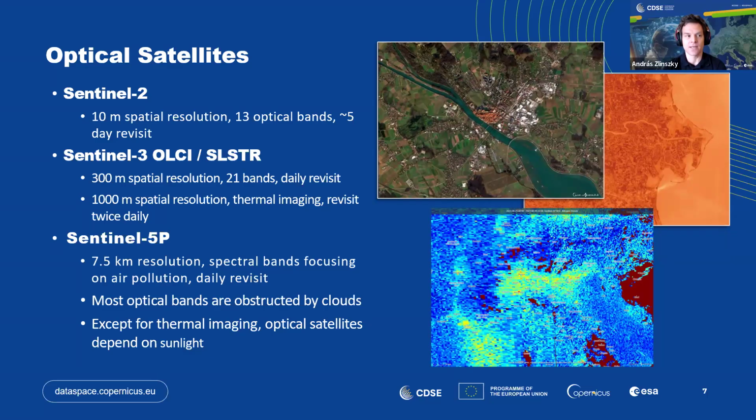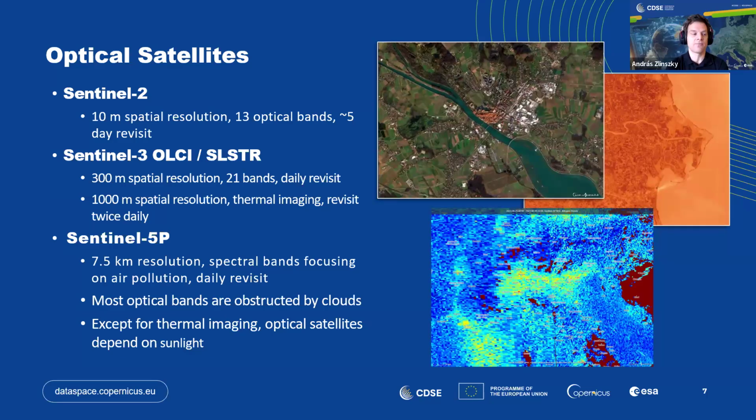Sentinel-3 is a different satellite. It's actually mainly optimized for ocean sciences. It has a lower spatial resolution of 300 meters. It collects information in 21 bands, so it's actually splitting up the optical spectrum into far more detail than Sentinel-2 or your typical RGB camera. And it has daily revisit. So every day it's generating a new image. The thermal imager has 1,000 meters spatial resolution, and the optical imager has 300 meters resolution. So it is possible also to find hot places or forest fires with Sentinel-3.